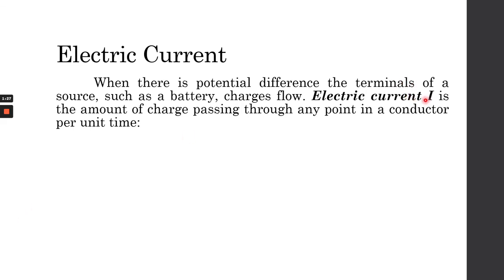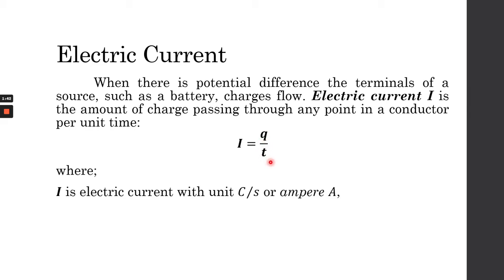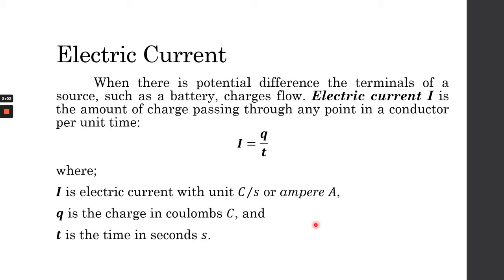So electric current is the amount of charge passing through any point in a conductor per unit time. We usually use the equation I equals the charge divided by time, where I is the electric current, which we measure in coulombs per second, or we also use the unit ampere, which we denote with the letter A. Q is, as we have known, the charge in coulombs, and t is time in seconds.